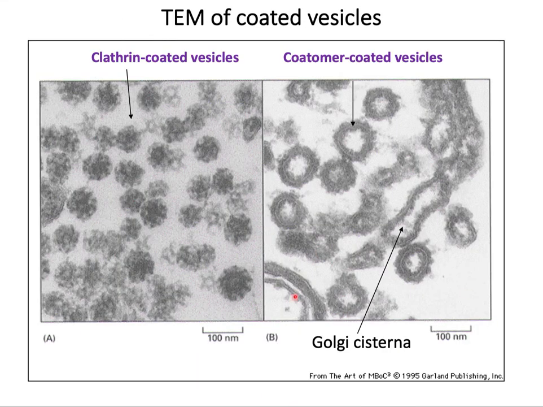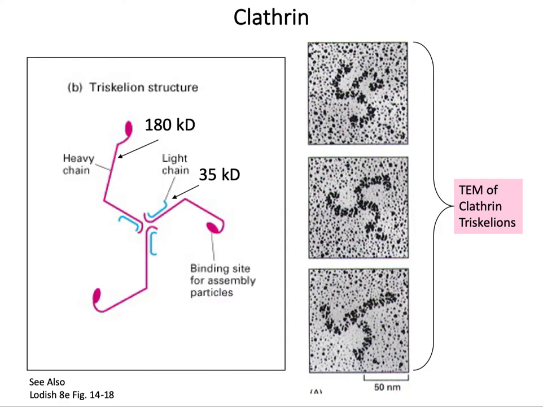So here is a transmission electron micrograph of the clathrin-coated vesicles on the left and coatomer-coated vesicles on the right. This long tubular structure is likely a Golgi cisterna, but I think you can appreciate from this transmission EM that the clathrin-coated vesicles have a much more regular geometric pattern on them than the coatomer-coated vesicles. This is because the major protein of the clathrin-coated vesicle is clathrin.